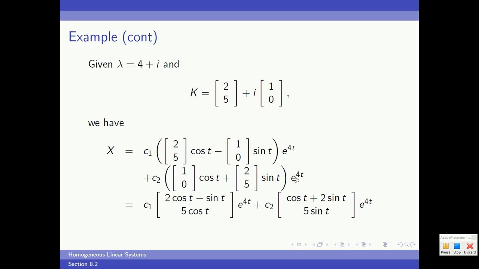And so then we can combine this. This is 2 cosine minus sine t here, and then this is 5 cosine, and then they're all times e to the 4t. And then this is cosine plus 2 sine here, and then 5 sine in the bottom. So we get our solution. Okay, so that is all of how you actually find the general solutions to our homogeneous linear systems. So next time we'll talk about non-homogeneous.